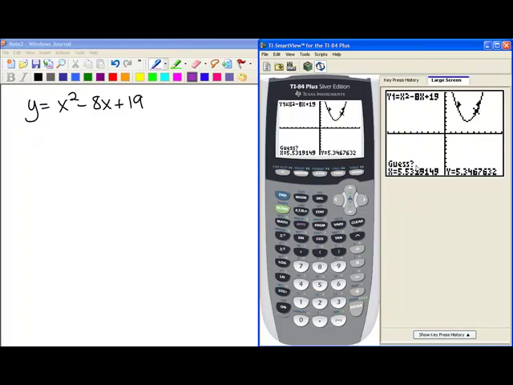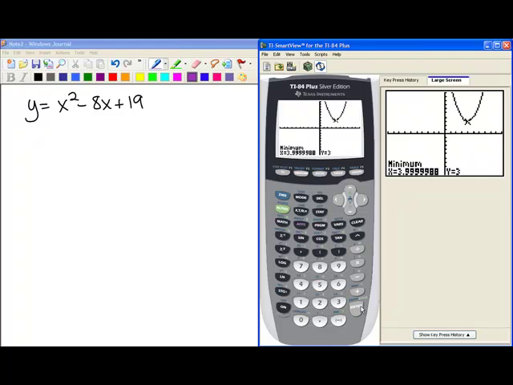And then it says guess at the bottom. So I'm going to go back with my left arrow and move it to the very bottom where the minimum is, and that will be my guess. So I'm going to press enter.